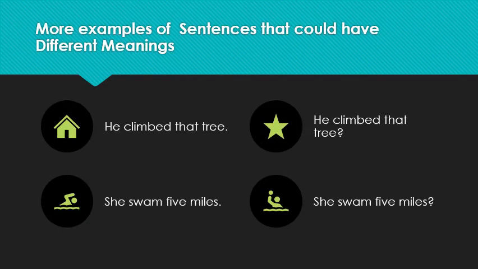And here are even more examples of sentences that could have different meanings. He climbed that tree. He climbed that tree? She swam 5 miles. She swam 5 miles? Do you hear the difference?